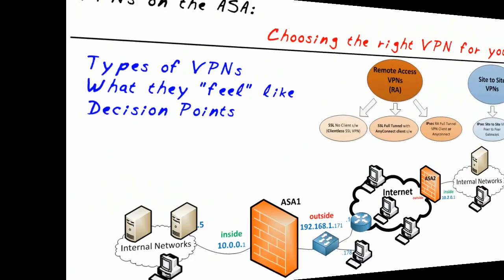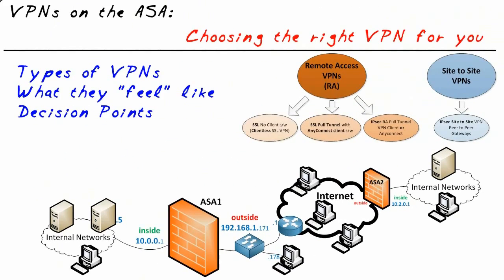Let's jump in. Virtual private networks are pretty darn cool, and the Cisco ASA supports a lot of different flavors of VPNs. So I want to take a moment to talk about what exactly the options for VPNs are. Why? We want to know our options so we can pick the right solution to meet a business need. We'll look at what the VPN types feel like to the end user, and also the decision points, based on a set of criteria, to help us decide exactly which VPN option is perfect for our situation.